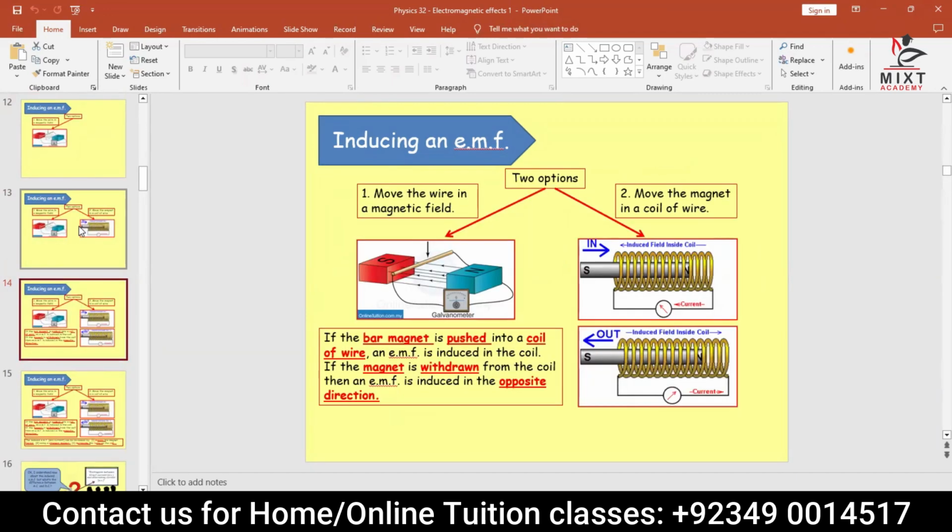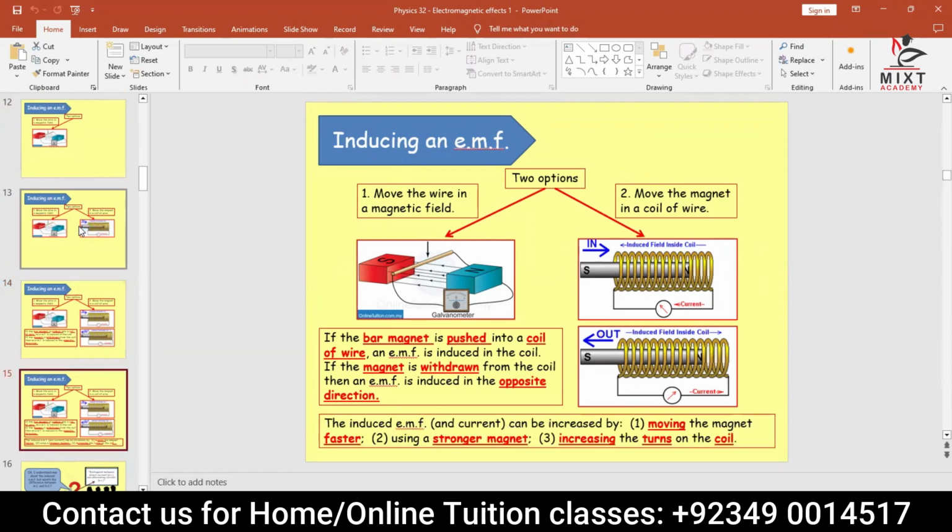Now, once you understand when it goes in the opposite direction and when it goes in the straight direction, what are the factors on which this induced EMF depends, and how can you increase it? Put a small heading, factors affecting induced current, and write these three quickly: moving the magnet faster, using a strong magnet, or increasing the turns on the coil. Okay, let's move on.